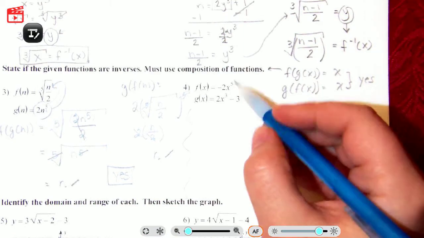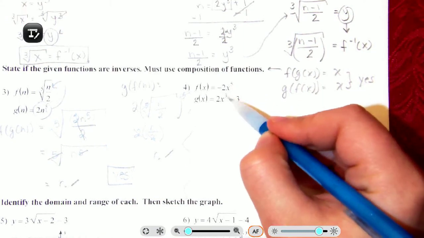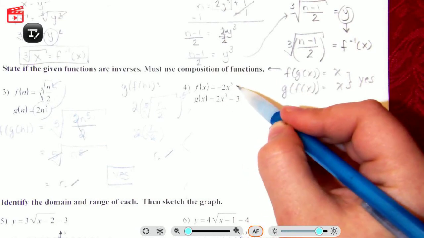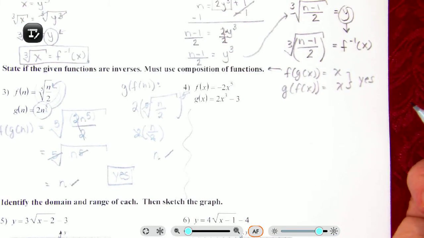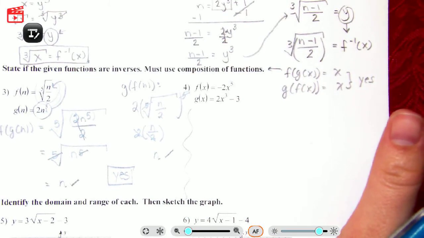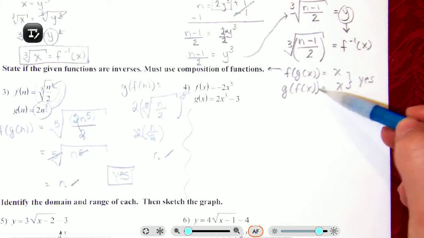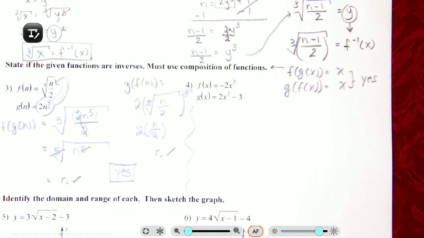When I'm looking at number 4, I see to the fifth power and then I see to the third power. To me, that is cause for concern. I'm going to guess that they are not inverses, but you never know. So we're going to double check. Remember, if one of these fails, you do not have to continue. You can automatically stop there and say, no, these are not in fact inverses. So let's double check this.